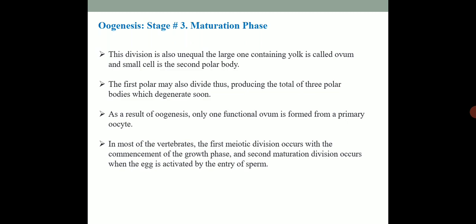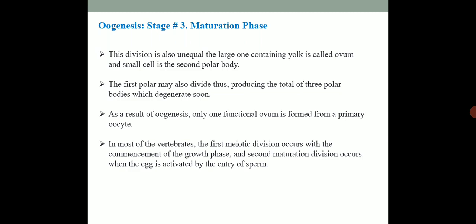In most of the vertebrates, the first meiotic division occurs with the commencement of the growth phase, whereas the second maturation division occurs when the egg is activated or by the entry of the sperm. That will be different in different cases of animal. So this is exactly the three phases of oogenesis.